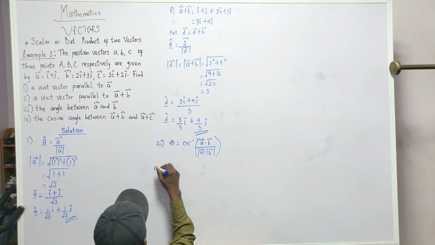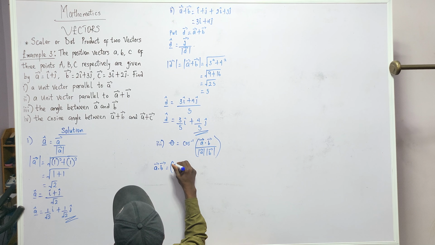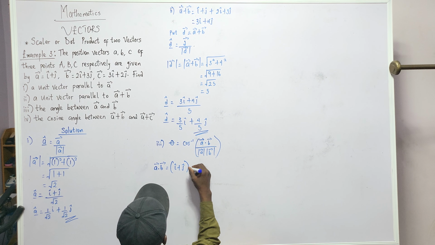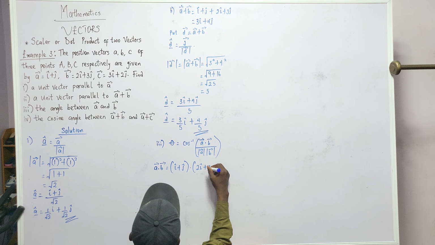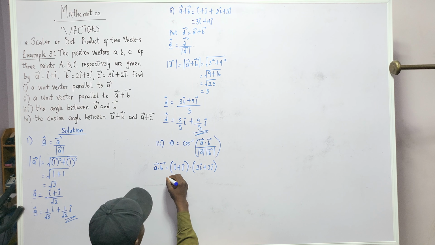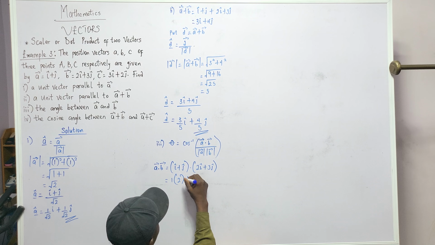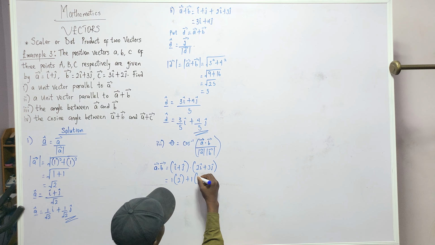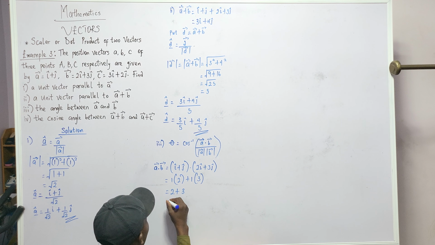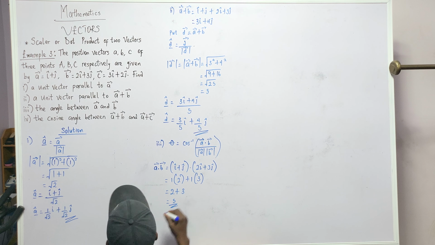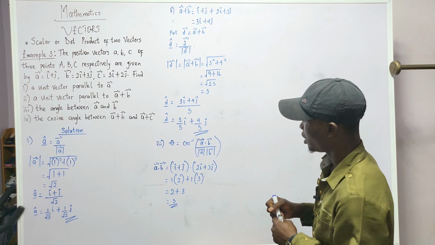Let's get A dot B. To get A dot B, what's A? A is i plus j. Then dot, what's B? 2i plus 3j. So what's the coefficient of i here? 1 times the coefficient of i here, 2. Plus, what's the coefficient of j here? 1 times the coefficient of j here, 3. So that will be giving us 2 plus 3. And that will give us 5. So we've gotten A dot B.